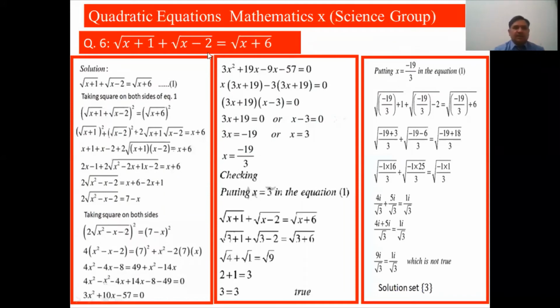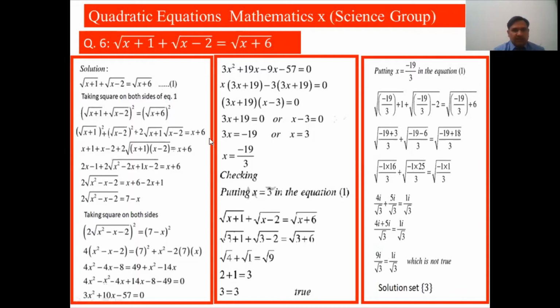Question number 6. This is a radical equation of type 2. So we'll solve this equation the same way we solved question number 5. Taking square on both sides of equation 1, on the left hand side we can use the formula (a + b) whole square, and on the right hand side this square cancels the square root sign.